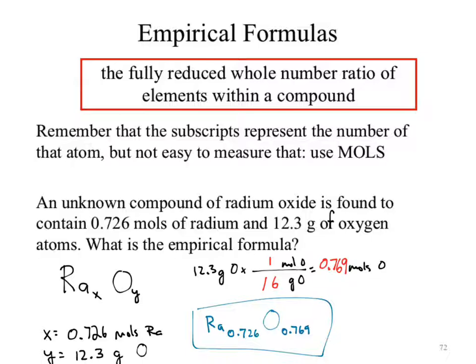The empirical formula is the reduced whole numbers. Is 0.726 a whole number? No. Oh well.